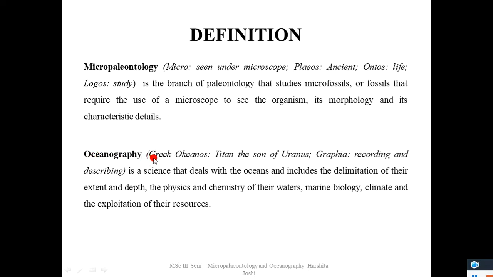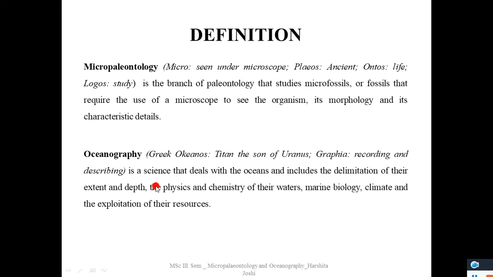Whereas oceanography comes from the Greek word okeanos, who was the titan, the son of Uranus. Graphia means recording and describing. So we are going to understand what the ocean is all about. We will include various disciplines of science, be it physics, chemistry, or geology, to understand what oceans are all about. So this is the science which deals with the oceans and includes the delimitation of their extent, depth, physics and chemistry of water, marine biology, climate and exploitation of the resources, because various resources are present in the ocean also. We have already studied this in various classes earlier.